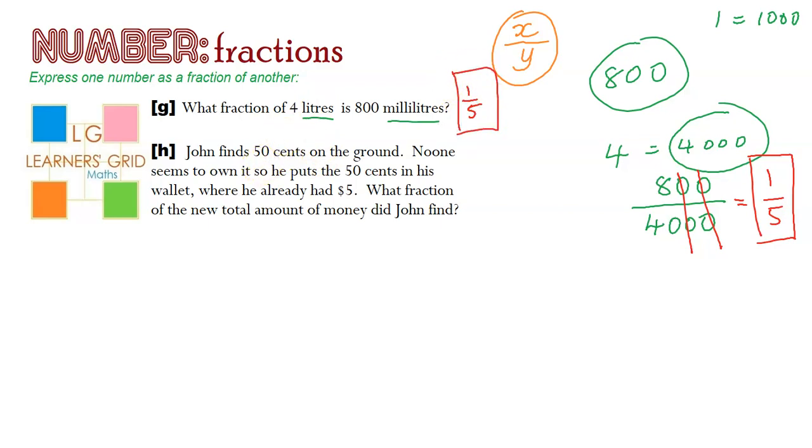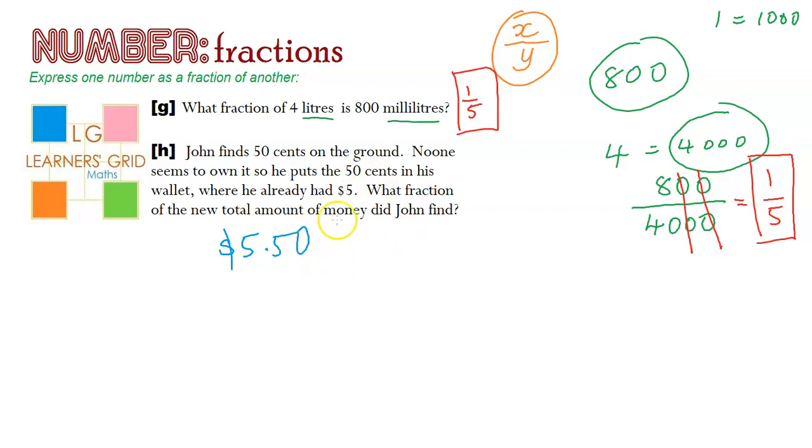Second one, John finds 50 cents on the ground. No one seems to own it, so he puts the 50 cents in his wallet where he already had $5. What fraction of the new total amount of money did John find? So the new total amount is $5.50. So let's write that down. And we're talking about 50 cents.